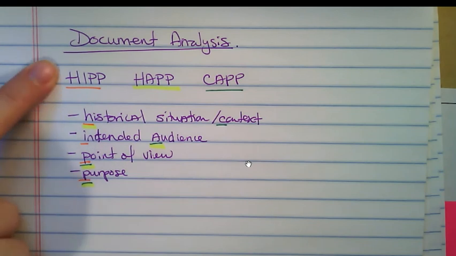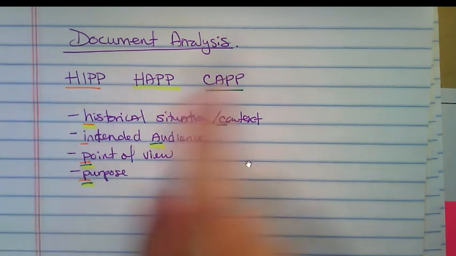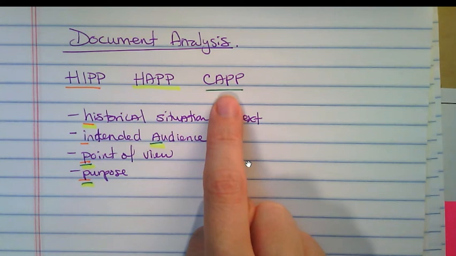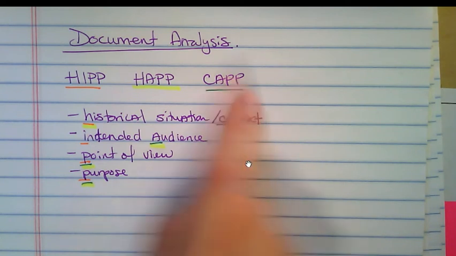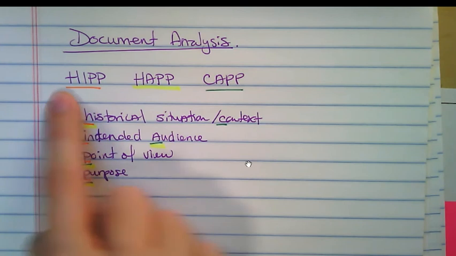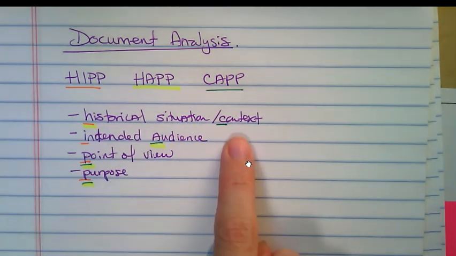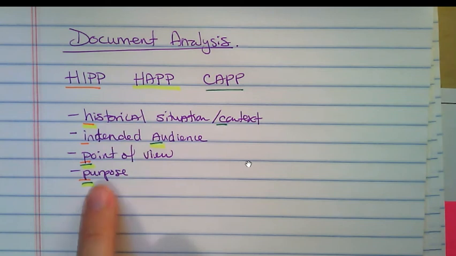When we've done document analysis before, there have been these different acronyms that people have used. In my class, I like to use CAP because I like to think of it as putting on your thinking cap. But you might have been in a class where you've used HAPPY or HAP, or you could have used HIP. All 3 of them are the same way, so I made a little color code for you. So historical situation and context, intended audience, point of view, and purpose.